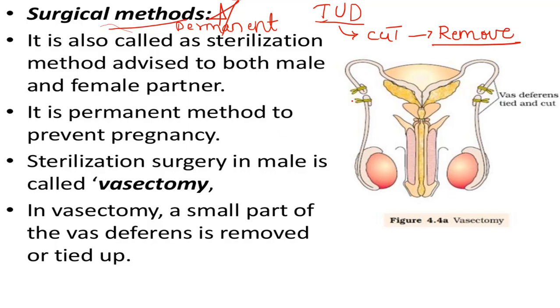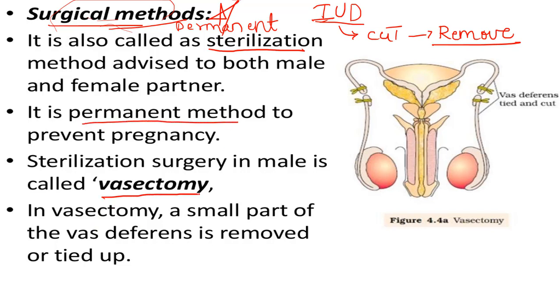For the time being, to prevent pregnancy, you can use intrauterine devices. But permanently, if a girl does not want to become pregnant, then she can adopt a surgical method. Girl or boy can adopt a surgical method. Basically, it leads to sterilization. Sterilization means they can no more give birth to a baby. Hence, it is said to be a permanent method to prevent pregnancy.